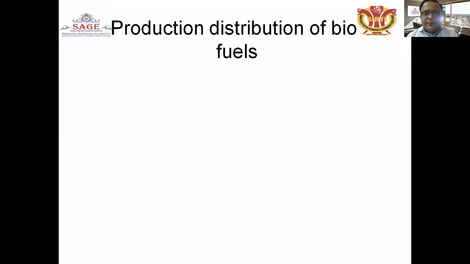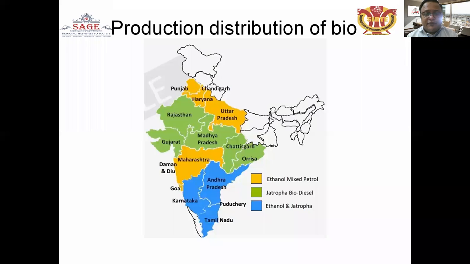Production and distribution of biofuels. This is the graph where the ethanol-mixed petrol is shown in yellow, and the green shows the jatropha biodiesel. The ethanol and jatropha are represented in Andhra Pradesh, Karnataka, Pondicherry, and Tamil Nadu.